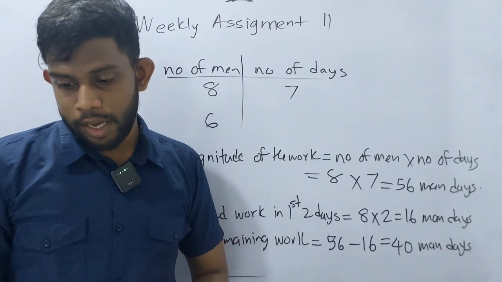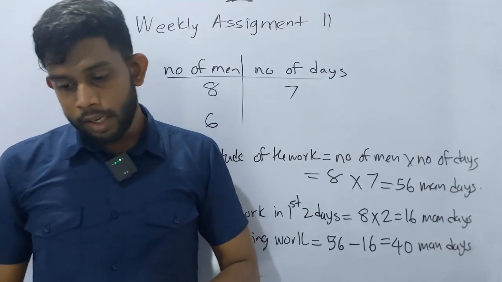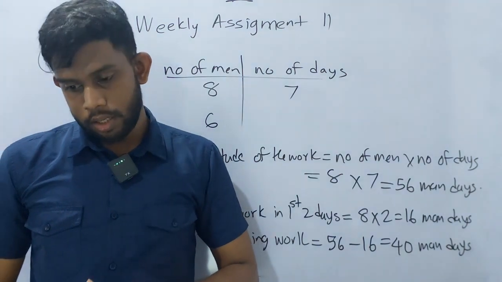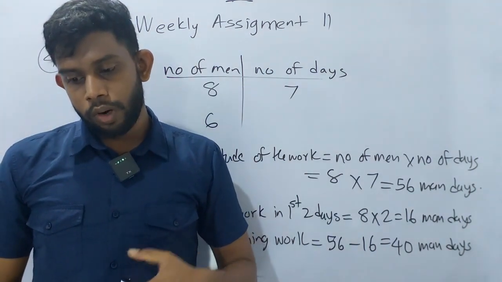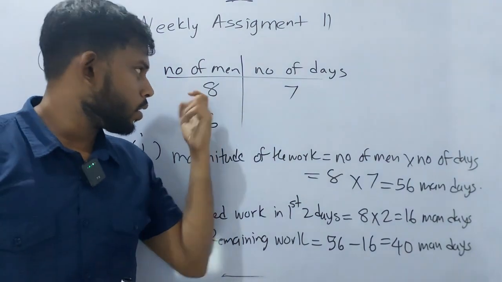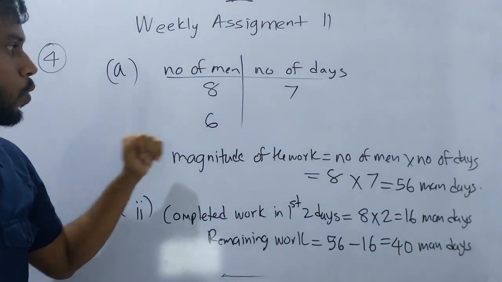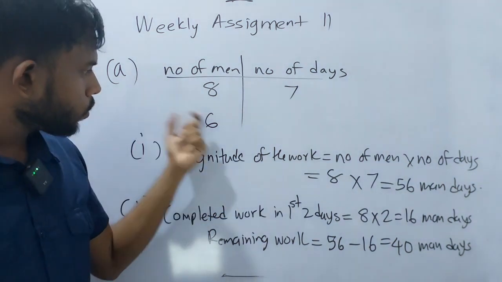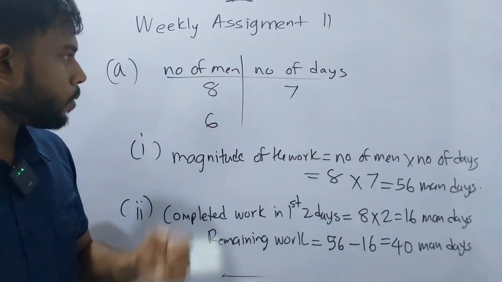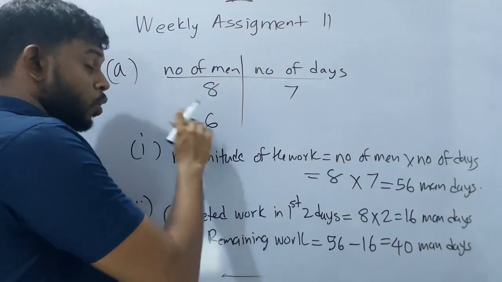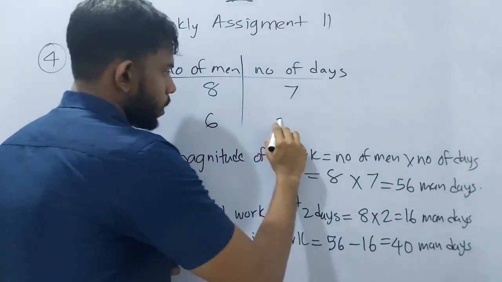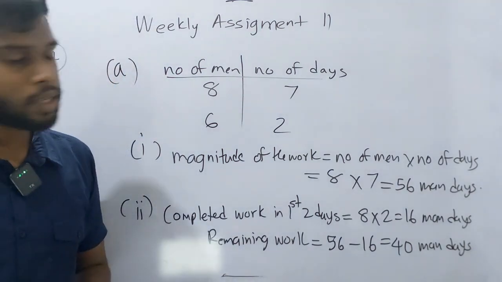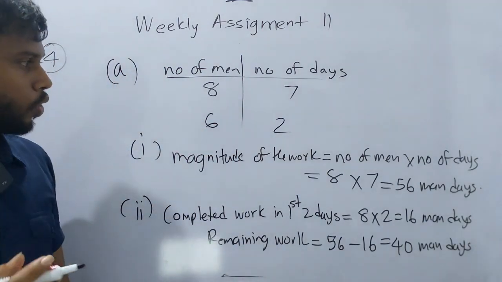So in the question it is mentioned, after working the remaining men in 2 days. So remaining men, after first 2 days, 2 men will be absent. So the remaining men will be 6. Those 6 men are going to work for 2 days, right? So according to the question, they are going to work for 2 days.